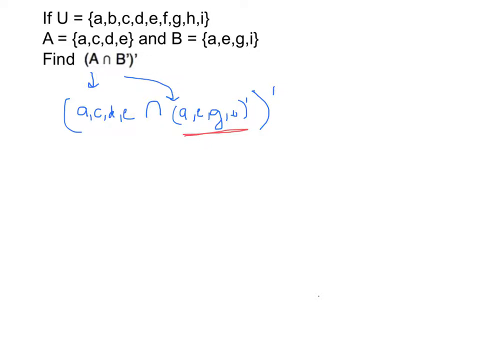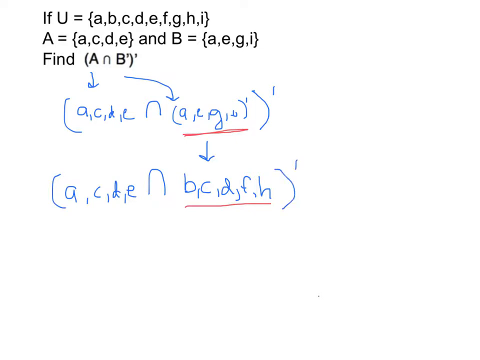So we go into our universe, and we say, if B is made up of A, E, G, and I, what are the other elements that are in the universe that are not in B? We're going to list them out, and we have B, C, D, F, and H. That right there is exactly B prime. Once we have that, we're going to rewrite what we're left with. We're left with our A, which is A, C, D, and E, and now we have B, C, D, F, H. Once we find the intersection, we can then find the prime.